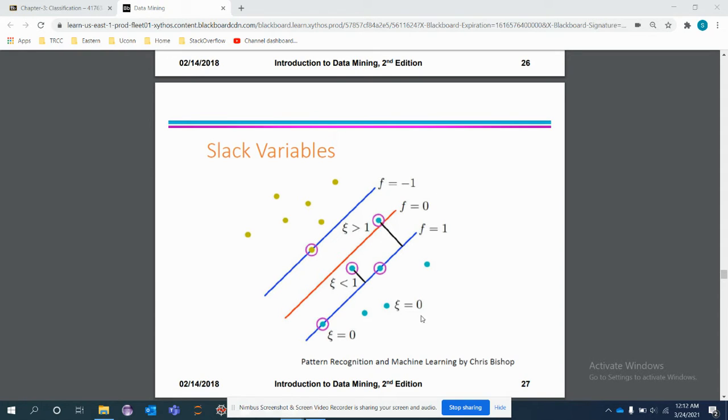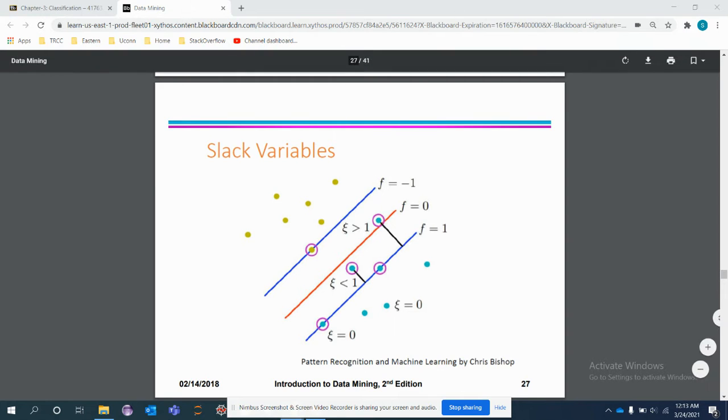Here any points lying in this section, the slack variable is considered as 0. If any point lies in between this range, the slack variable is considered as less than 1. And for any points lying inside this region, the slack variable is considered as greater than 1. So in terms of this assumption of the slack variable in different data distributions or hyperplanes, you have to define your function for categorizing the data set.